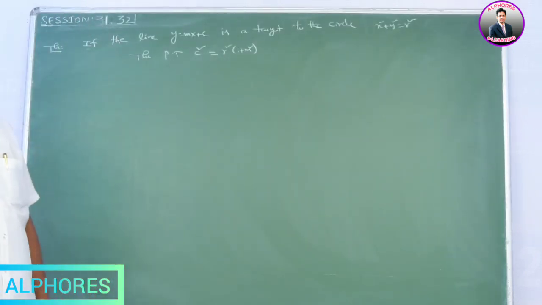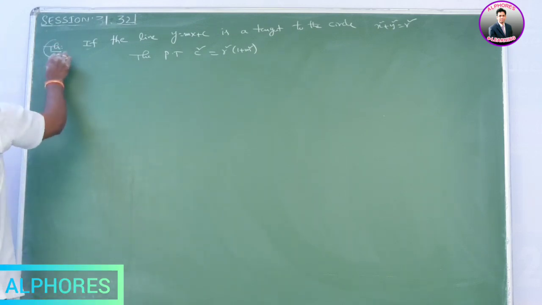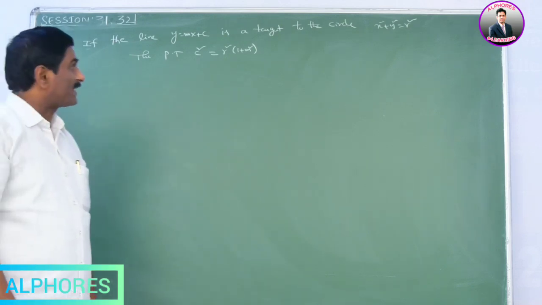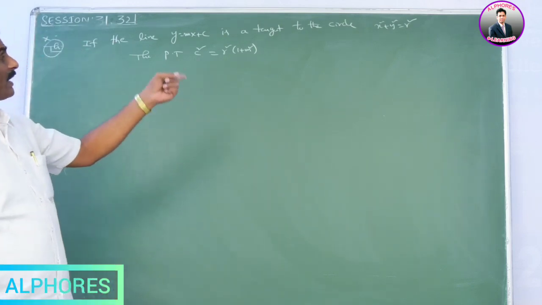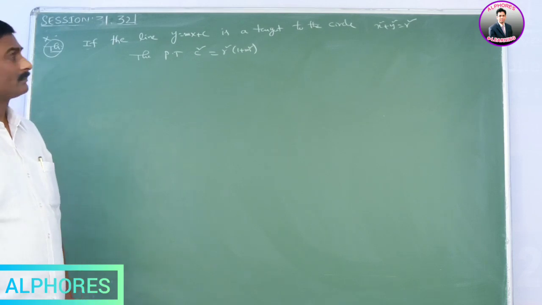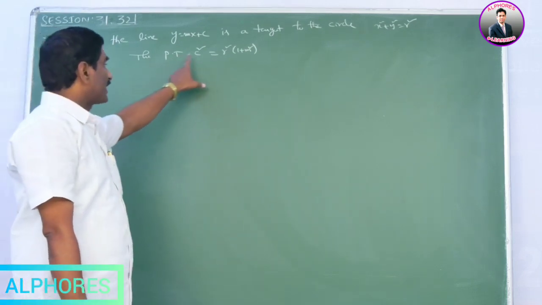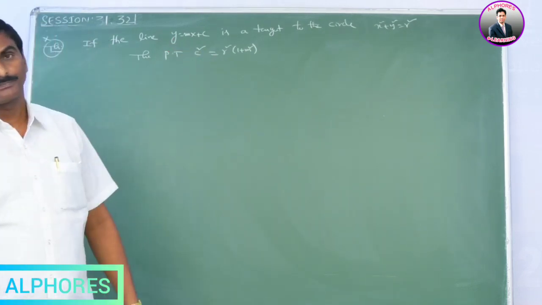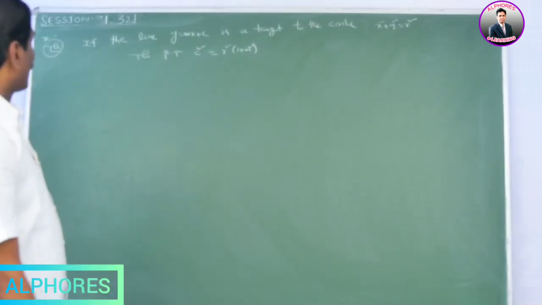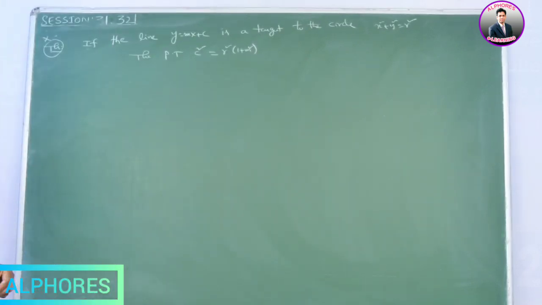Next, please note this statement, theorem. Very important. If the line y is equal to mx plus c is a tangent to the circle x square plus y square is equal to r square, then prove that c square is equal to r square into (1 plus m square). Okay?